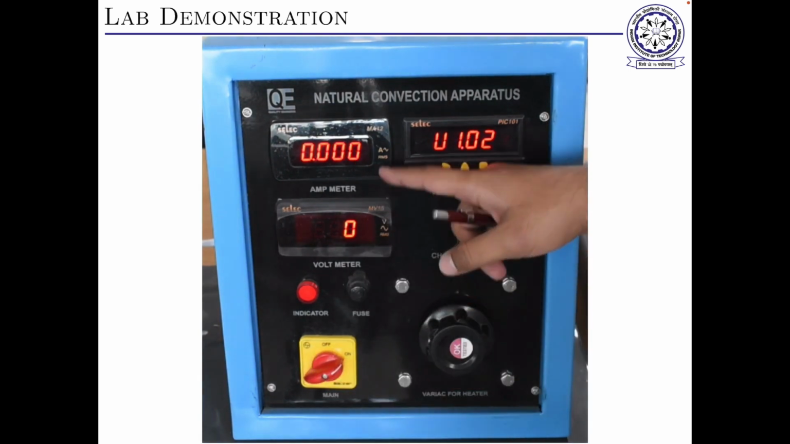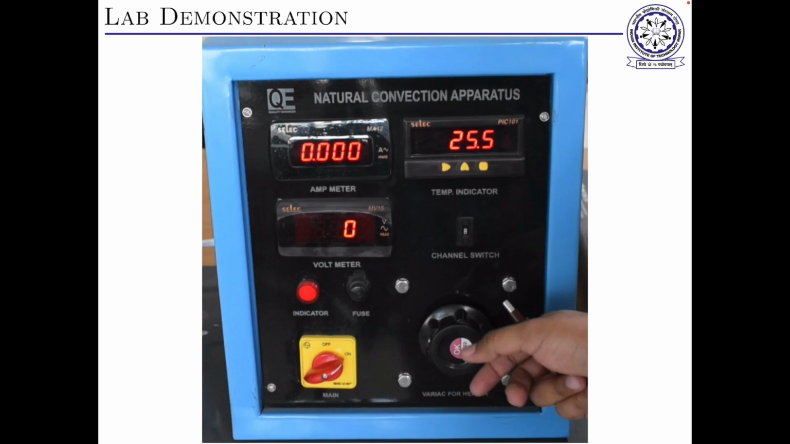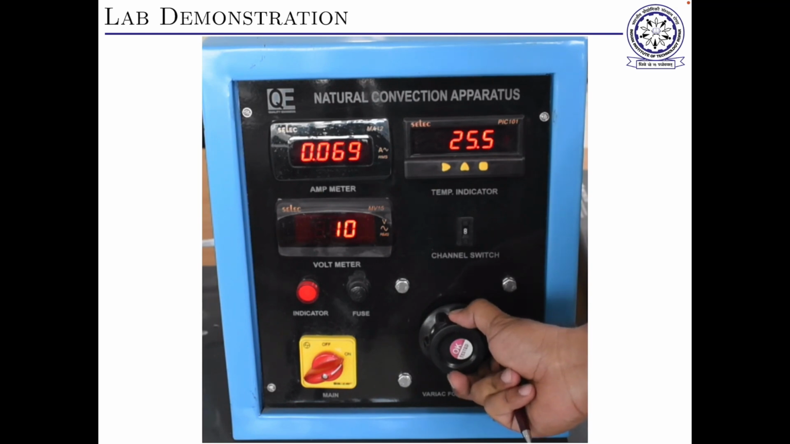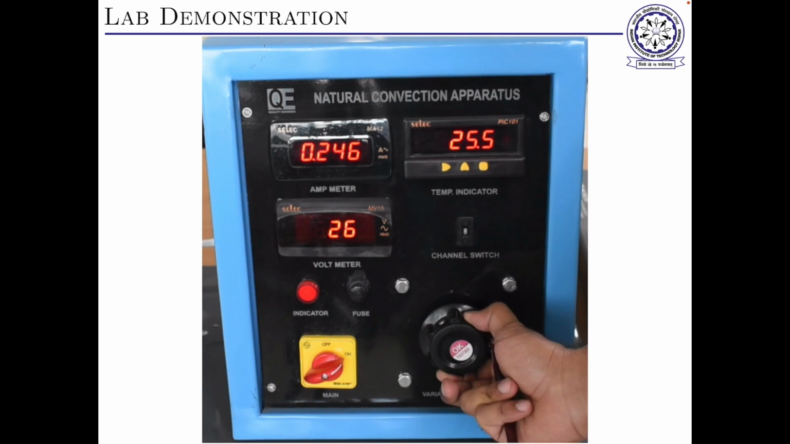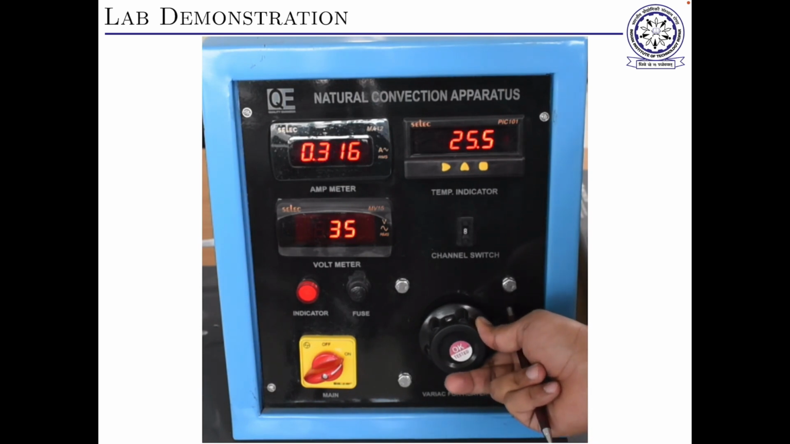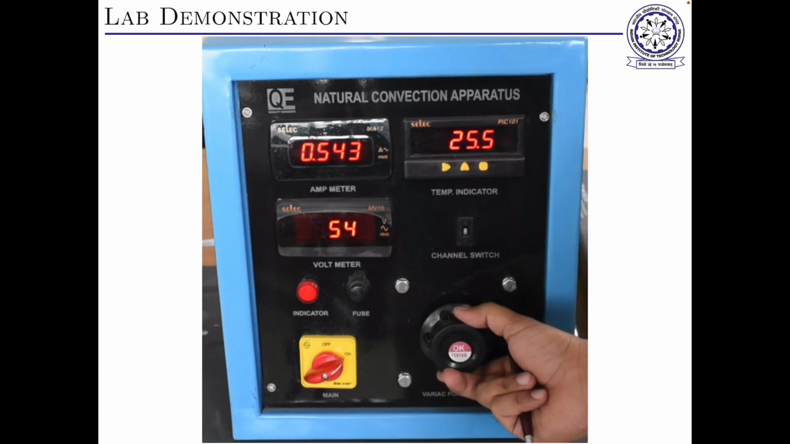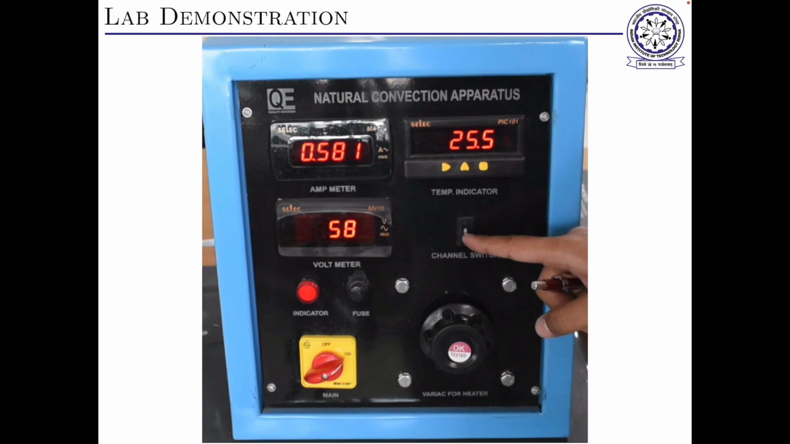When we switch this setup on, there is no current in the heating coil inside. Now when we use this dimmerstat, the current in the heating loop will increase. We will slowly take it to a specific value.